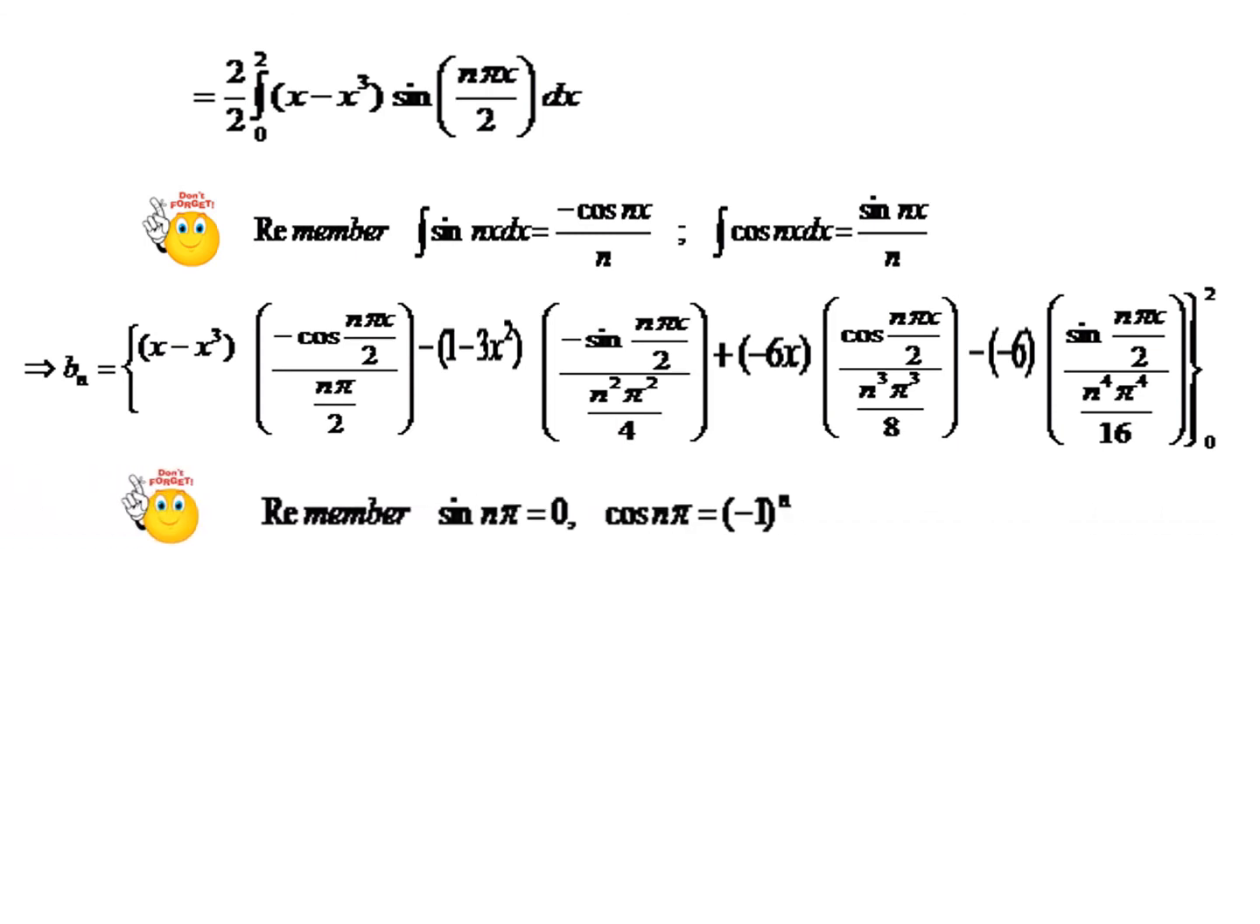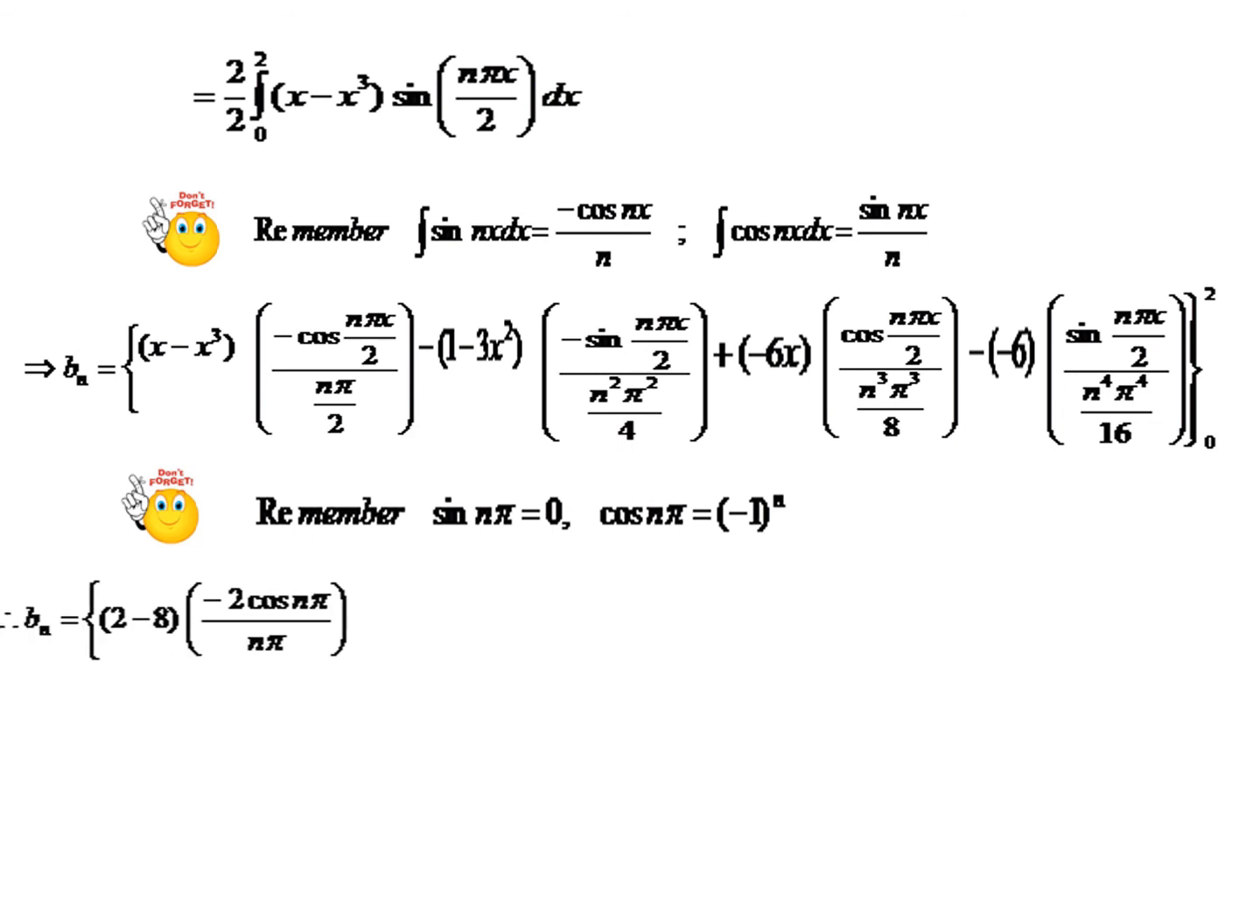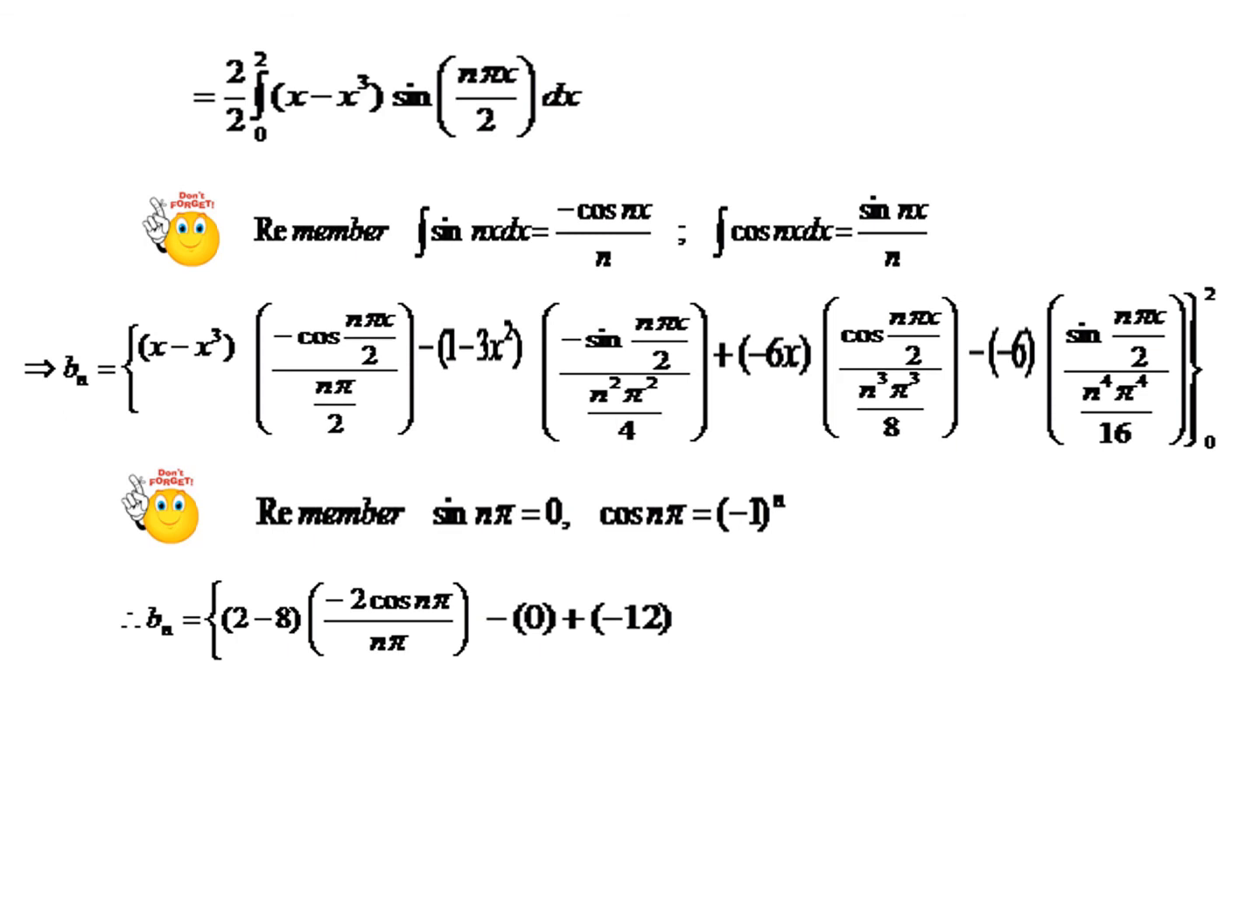So before applying the limit, remember these formulas. Sin n pi is going to be 0 and cos n pi will be minus 1 power n. So when we use these formulas, the value of Bn will become, upper limit: in the place of x we have to put 2. So the first term will be 2 minus 8 into, when we put x as 2 we get minus cos n pi divided by n pi by 2. So that 2 I have taken to the numerator. Next will be 0 because sin n pi is going to be 0.